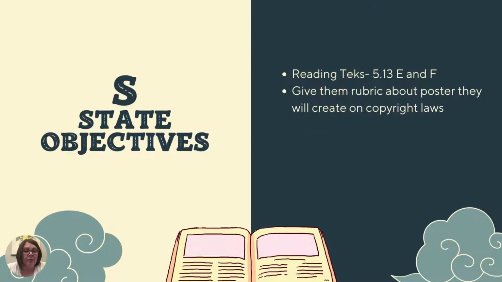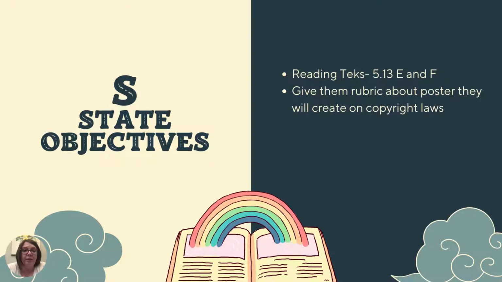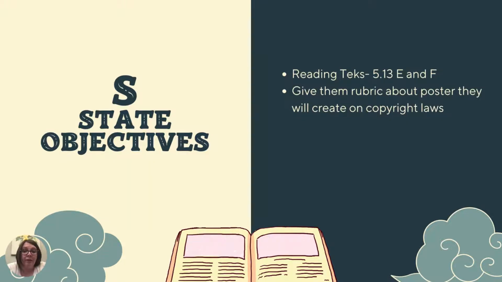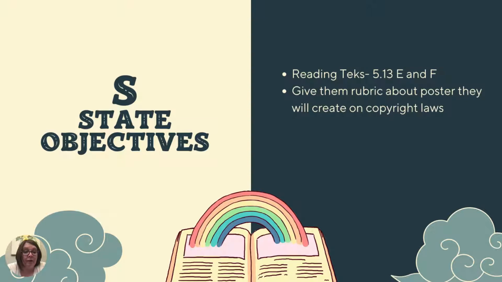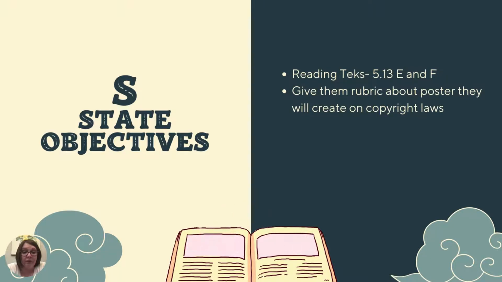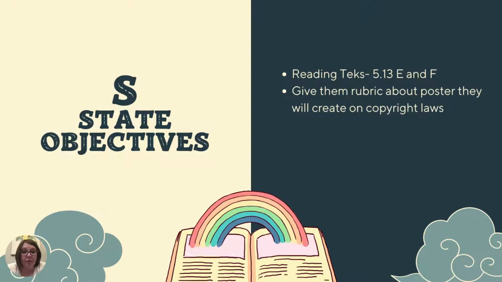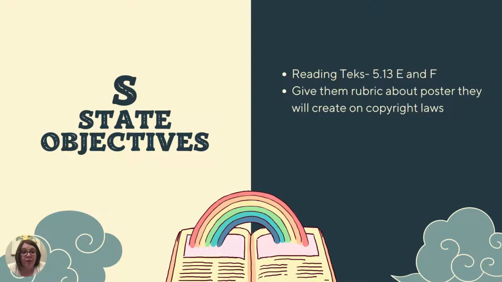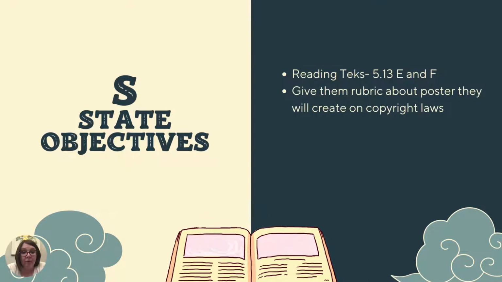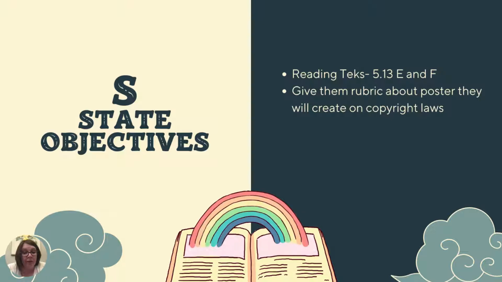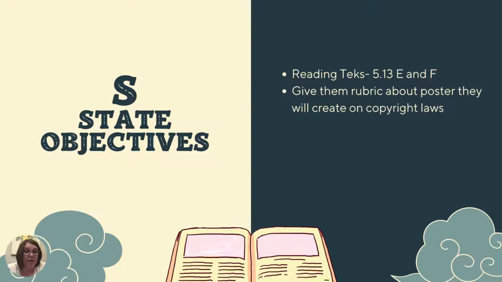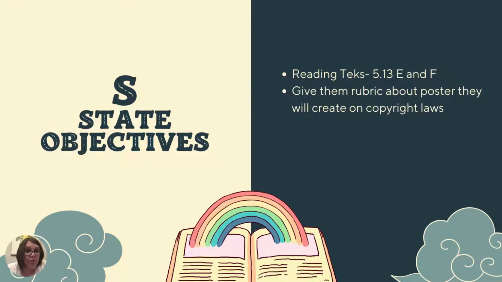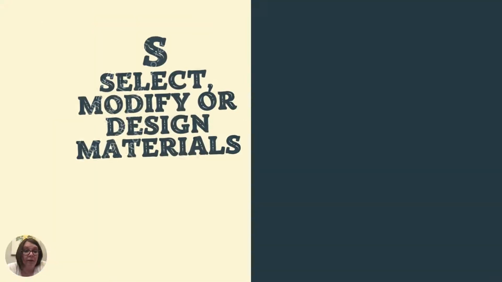The S, the first one, is to state the objectives. So we're going to be covering the Reading TEKS 5.3 E and F about plagiarism and assessing their resources. Once I go through that, they will be given a rubric about the poster they will create on copyright law, so I know that they understand the rules of copyright.